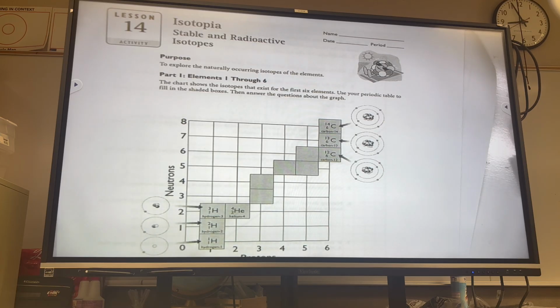Okay, so yesterday we reminded ourselves what isotopes are, right? They are atoms of an element that have different numbers of neutrons. So that's what we were working with yesterday.